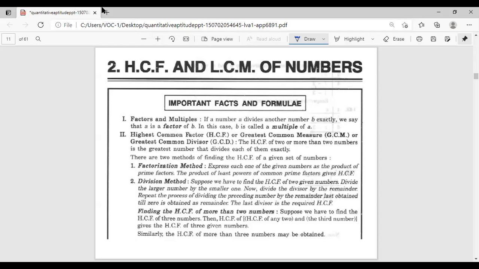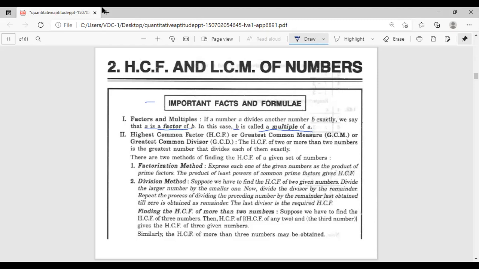If a number A divides another number B exactly, we say that A is a factor of B. In this case, B is called a multiple of A.